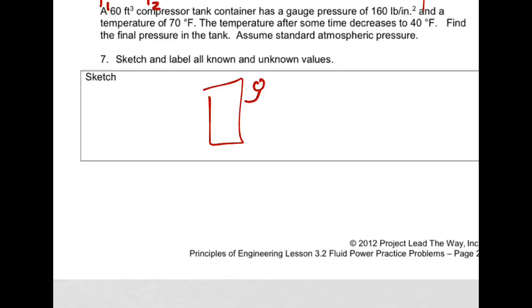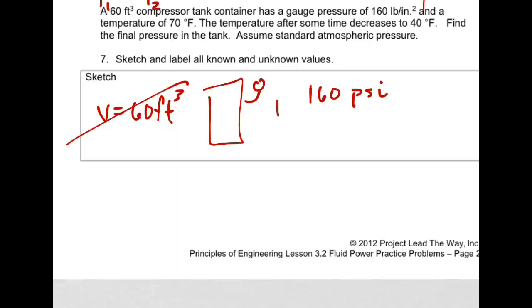So the volume, a compressor tank volume equals 60 cubic feet. Do I need that? Well, if I'm using Gay-Lussac's law, I do not need it. So that's just extra information. 160 psi, that's P1. And that's the gauge pressure, though. We will need to convert that. And T1 equals 70 Fahrenheit, so I'll have to convert that.